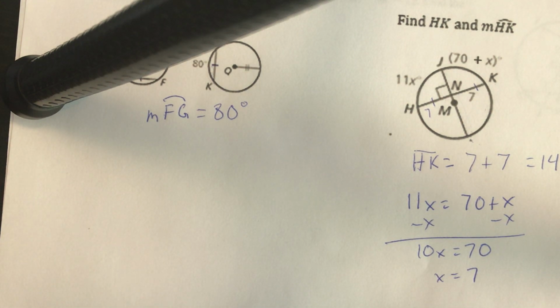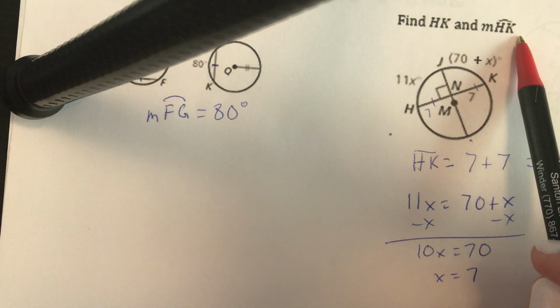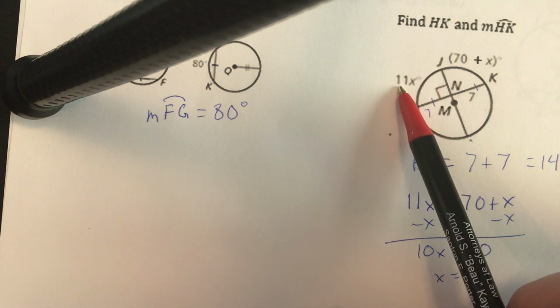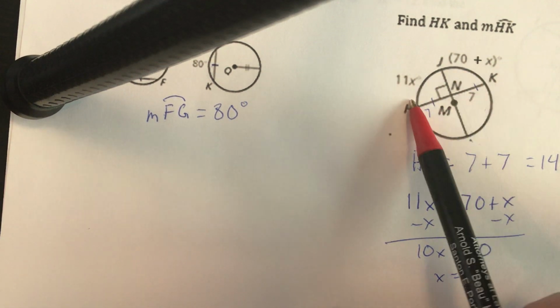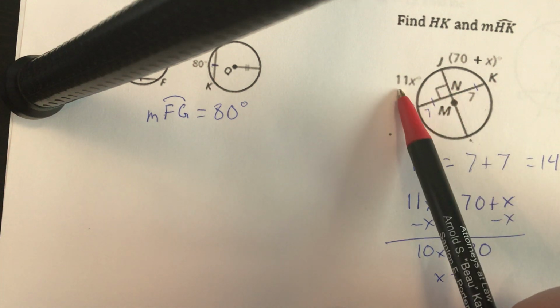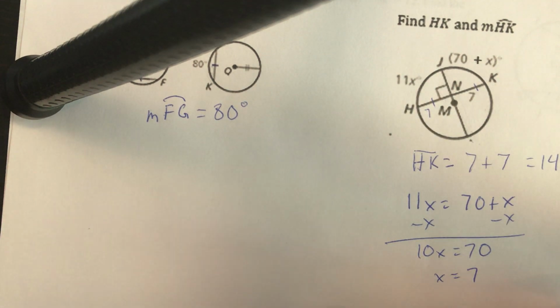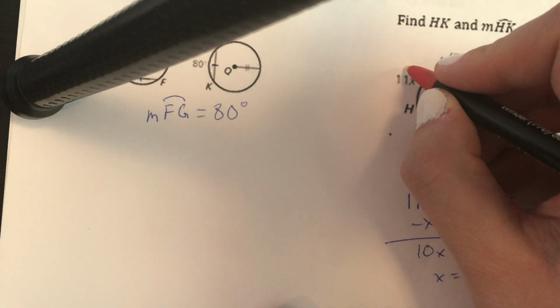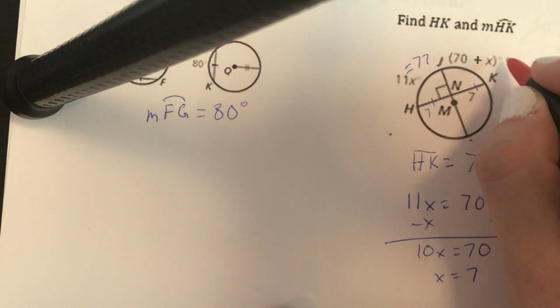Okay, now I always ask you guys, are we done? No, we are not done. It's asking for the measurement of HK. So what we can do is we can just find one of these and double it because we know that they've got to be congruent. So 70 plus 7 is 77. 11 times 7 is 77. So to find that whole length, we know this whole one is 77, this is 77.